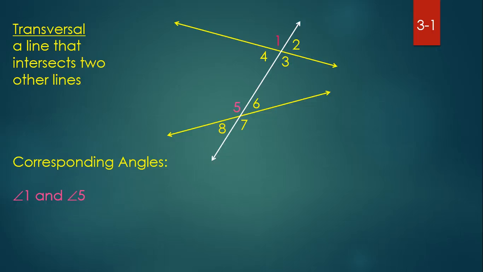That's not the only pair of corresponding angles in this picture. Angles 2 and 6 are corresponding. Angles 3 and 7 are also corresponding. And angles 4 and 8 are corresponding.